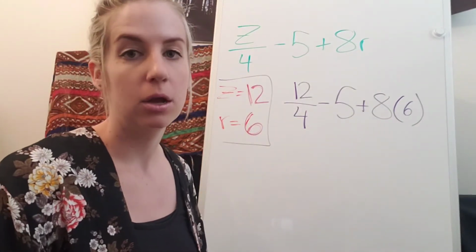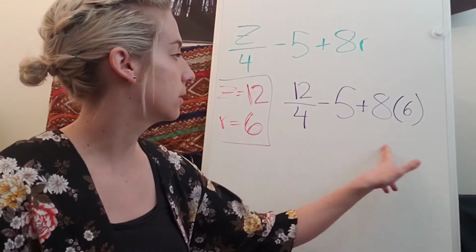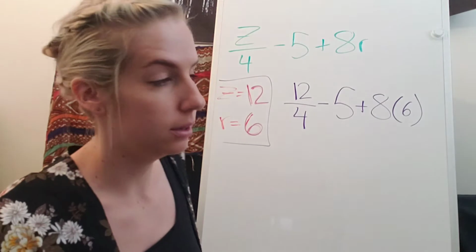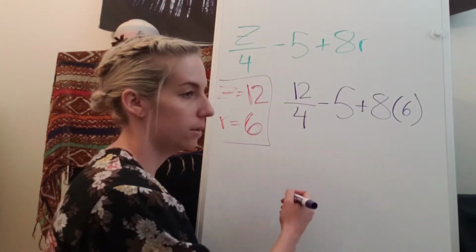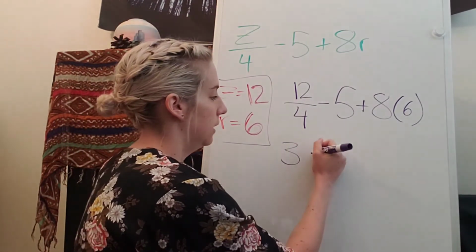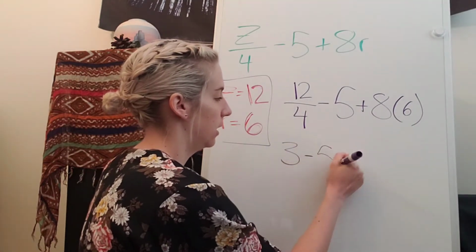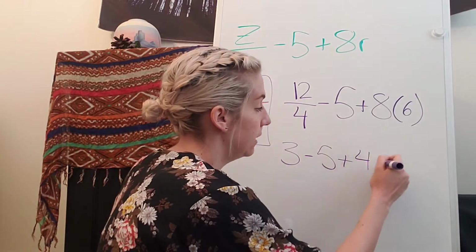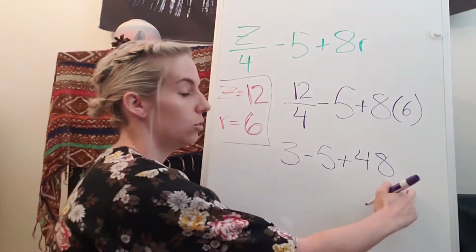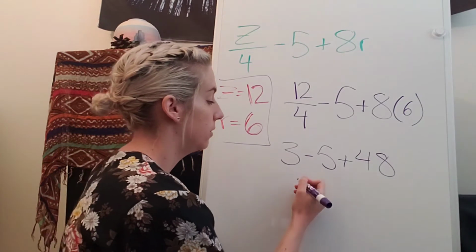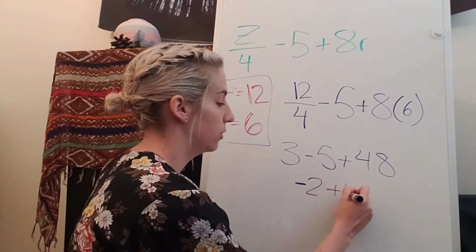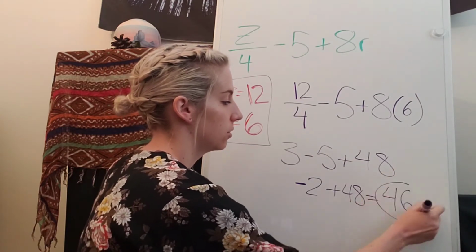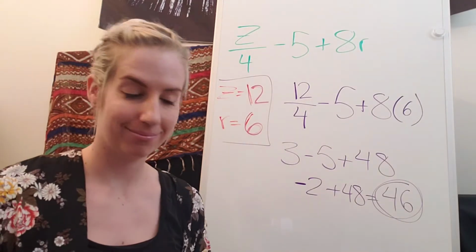my adding and subtracting. Or if you're really good with your calculator, you can plug this all in. Just in case your calculator is not great, though, 12 divided by 4 gives me 3. This hasn't changed, minus 5, plus, and then 8 times 6. 8 times 6 is 48. Then I just go through and do my math. 3 minus 5 is negative 2, plus 48 is going to give me 46. Ta-da! All right.